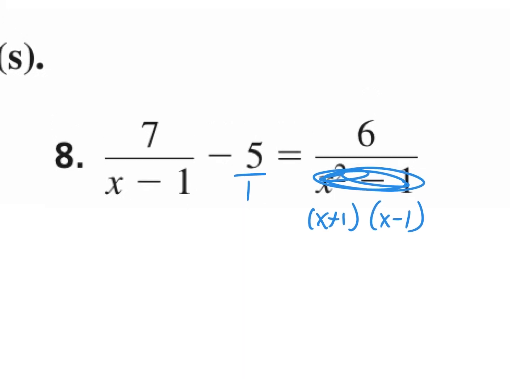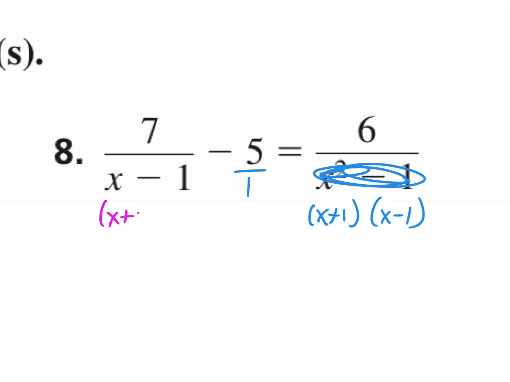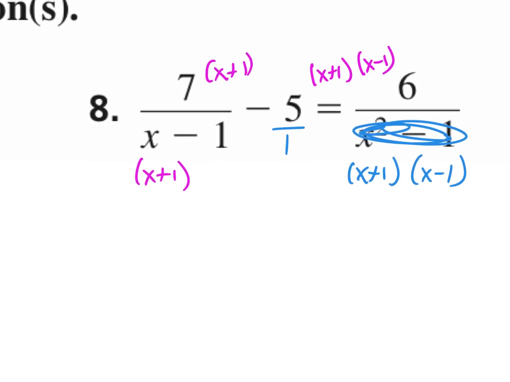So the first fraction has the x minus 1. It's missing the x plus 1. Good. My second fraction's missing everything, huh? So it's missing x plus 1 and x minus 1. And then my last fraction has it all. So go ahead, I'm going to rewrite. I think this one step of rewriting what you have is really important so you don't miss that negative sign. You have 7 times x plus 1 minus 5 times x plus 1 x minus 1 equals 6.